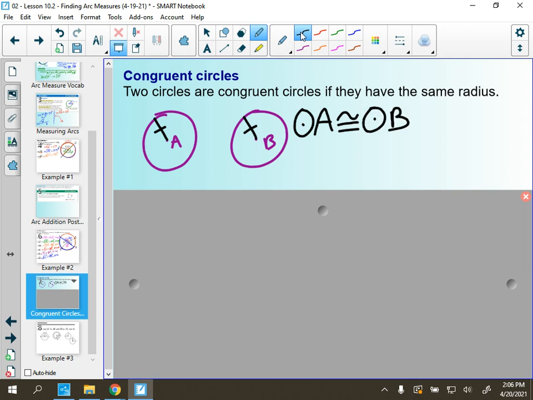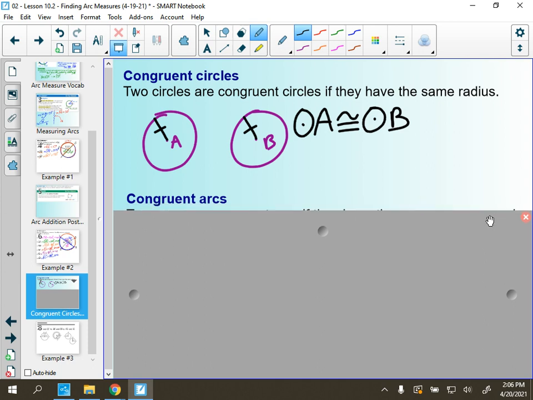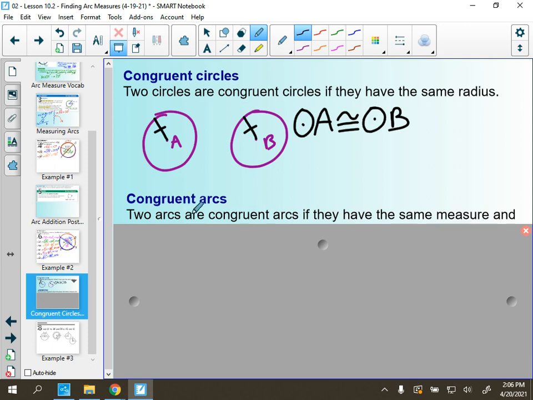We could obviously get numbers in there if it told me this was 10 and this was 10, stuff like that, but they have to have the same radius. So that one's pretty straightforward. So second part then is congruent arcs. Remember, congruent, I said it a second ago, it's same size, same shape. So there's kind of two parts to it. First and foremost, you have to have the same measure. If you have two arcs with different measures, there's just no way they could be congruent. They have to have the same measure.